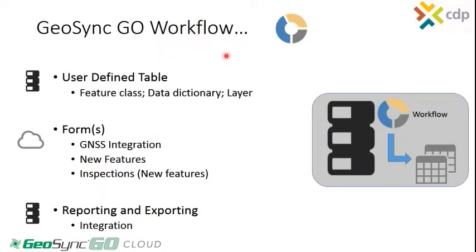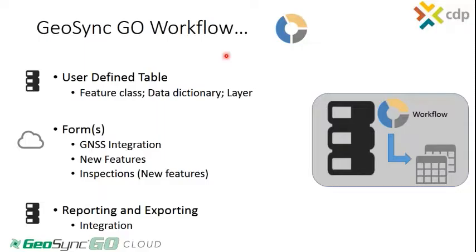The GeoSync GO workflow, as mentioned, includes a number of pieces. First, it's a user-definable table. It's a database. It can be used as your feature class or your data dictionary and/or your layer, and actually all of these. It's very dynamic, as we mentioned. It can be used not only as the feature class, but also as your data dictionary for collection and as the layer that you view on the mapping.